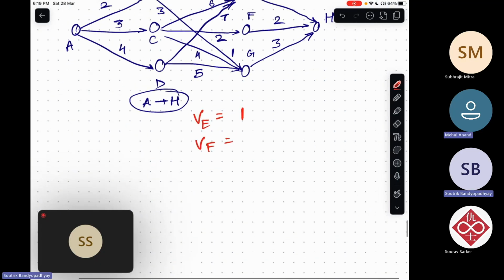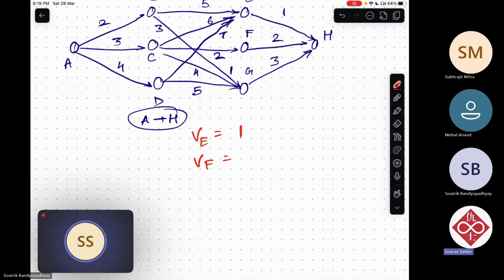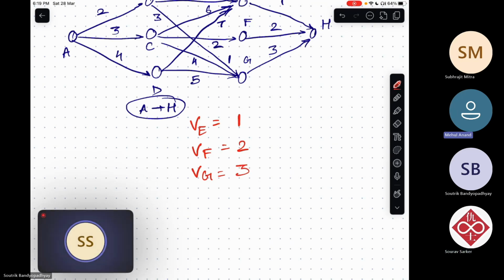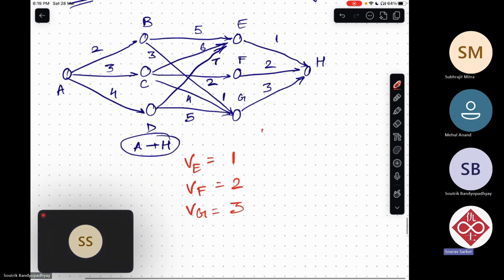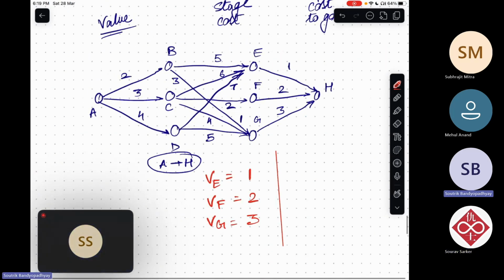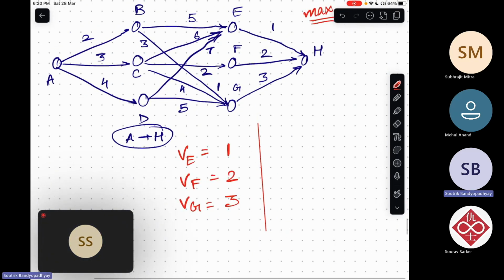What is the value of F? This is an interactive question. So what is the value of F? Yeah, only one route, the 2. That's 2, right? What is the value of G? 3, right? And so we're still looking at minimization, right? It's still a cost minimized problem, right? Let's work with maximization now.